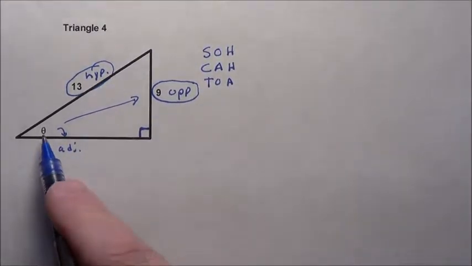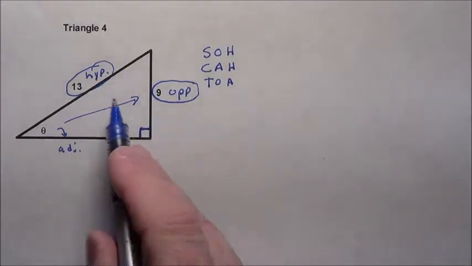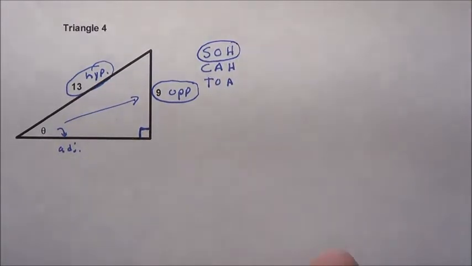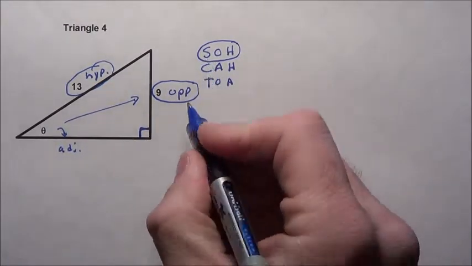So which one are we going to use here if we're trying to figure out theta? We've got opposite and hypotenuse. Who deals with opposite and hypotenuse? That looks like the sine function. So that's the trig function we're going to use.